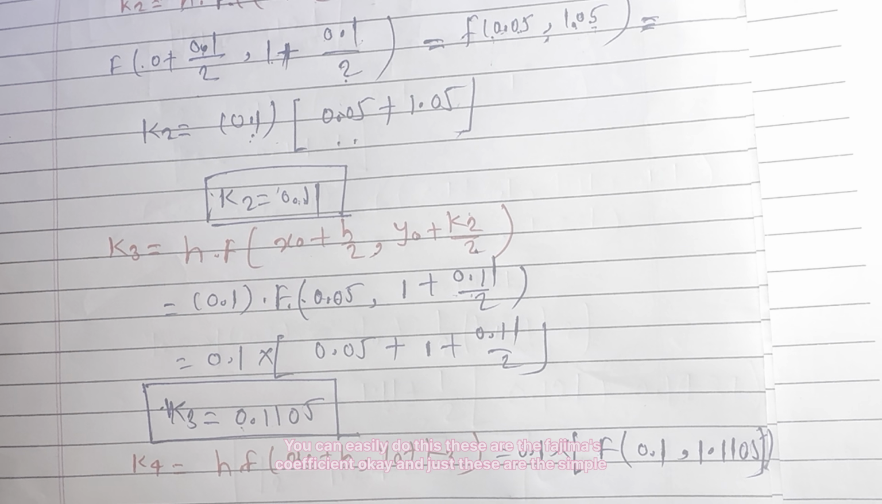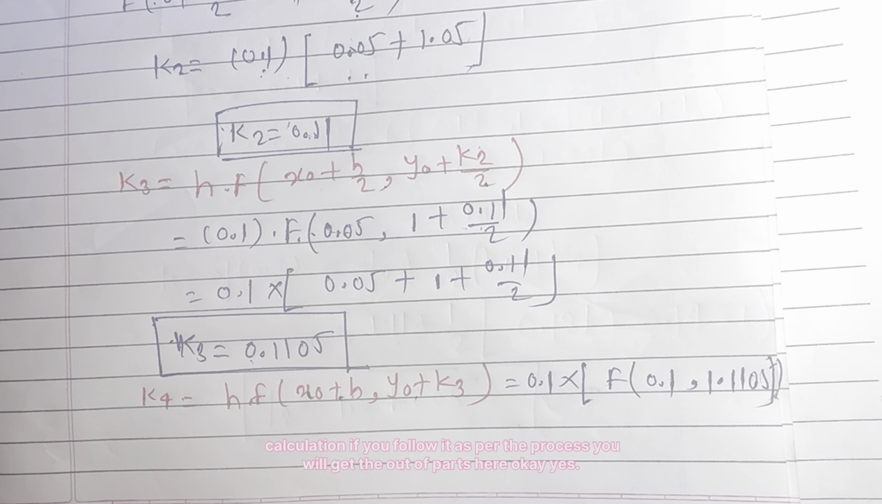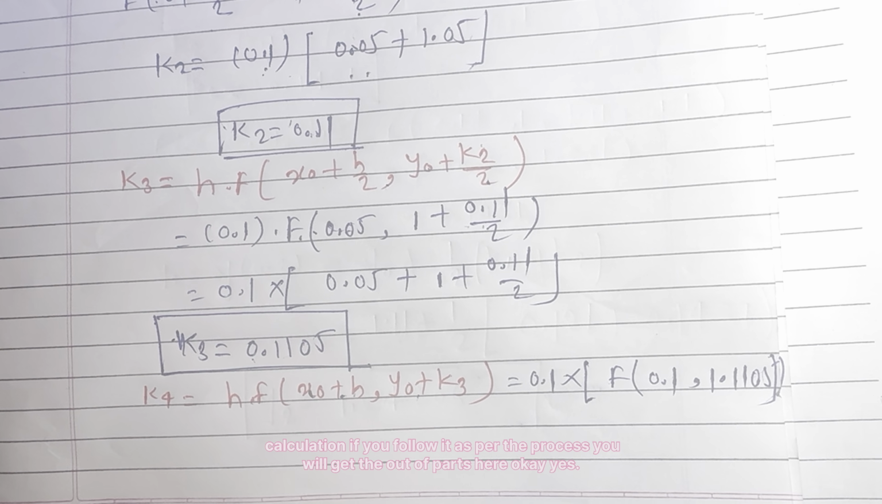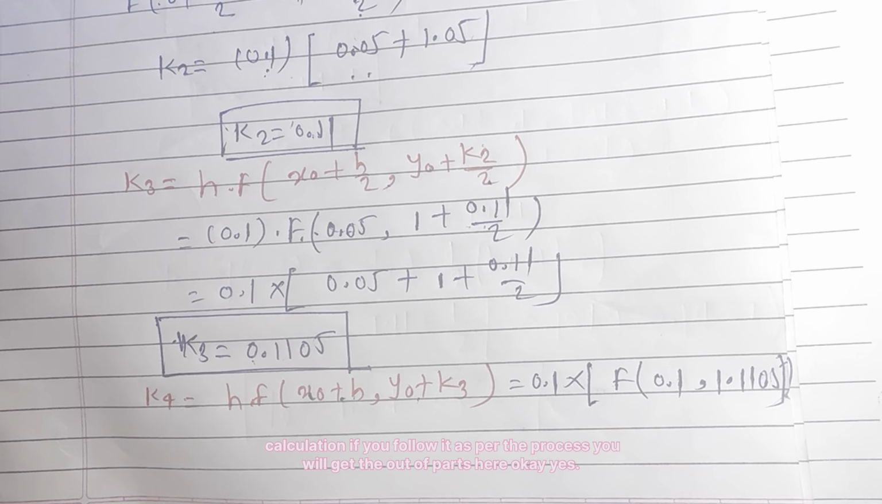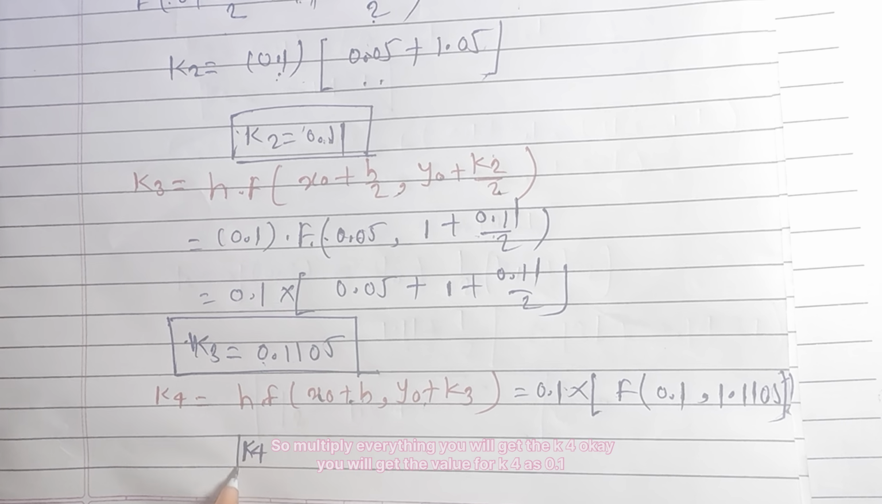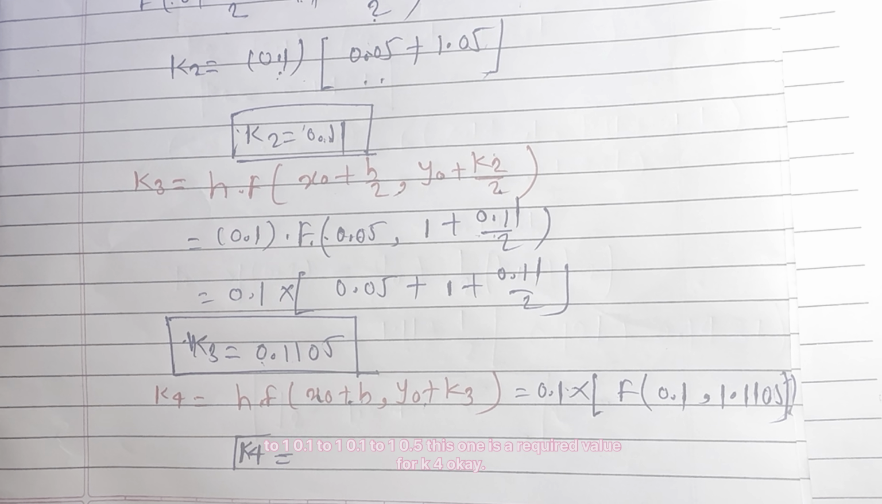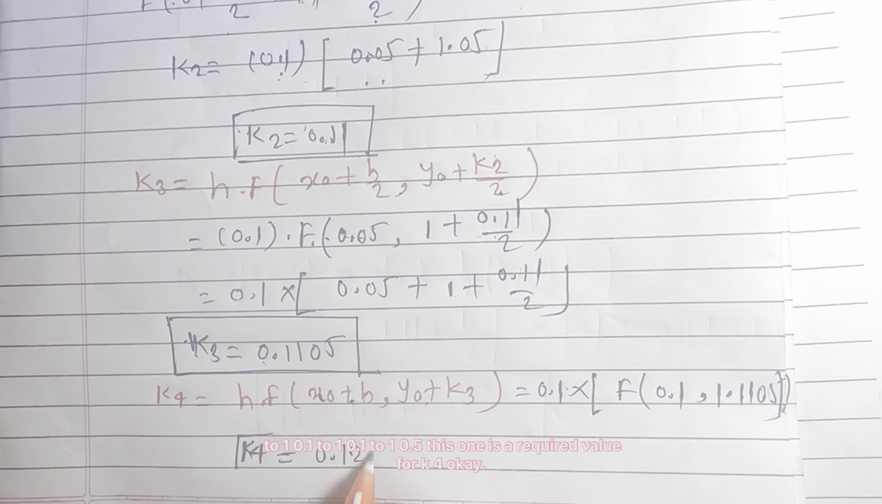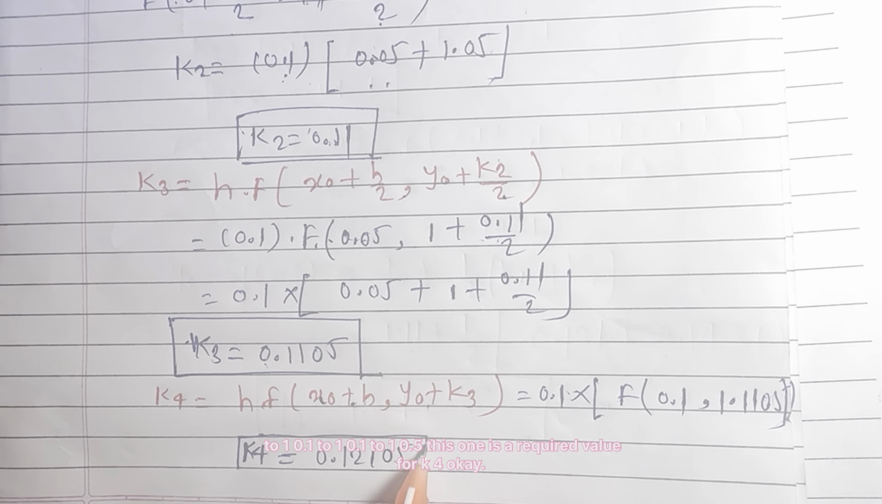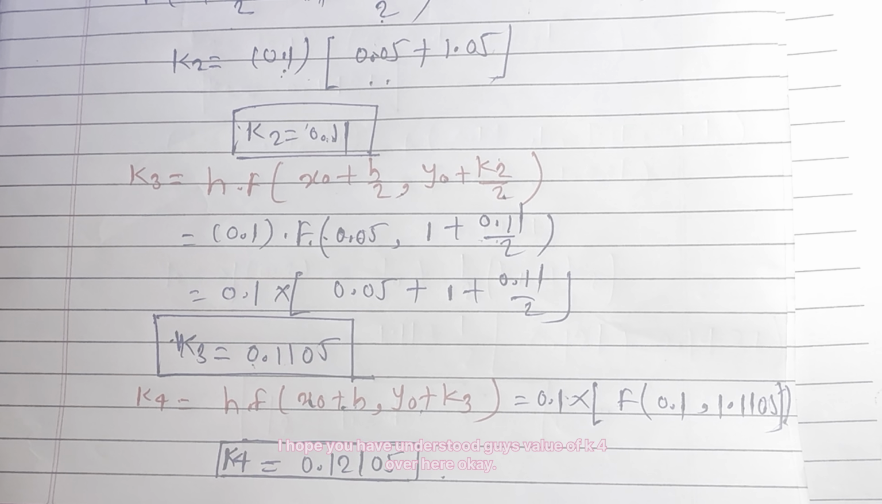You can easily do this. These are 5 marks questions, and these are simple calculations. If you follow the process, you will get the full marks here. So multiply everything and you will get K4. The value for K4 is 0.12105. This is the required value for K4. I hope you all have understood, guys, the value of K4.